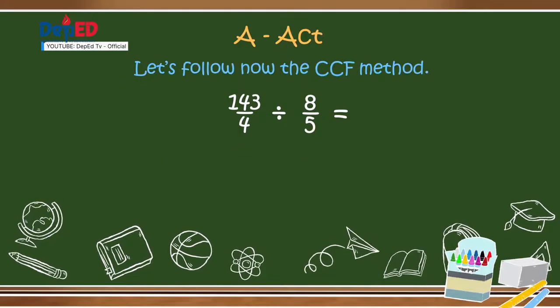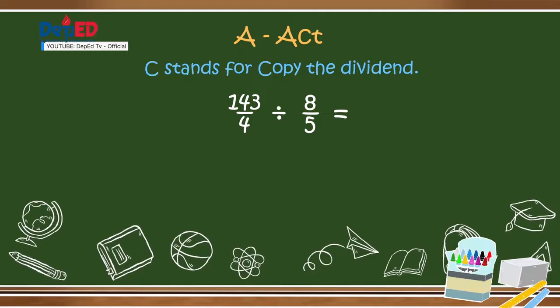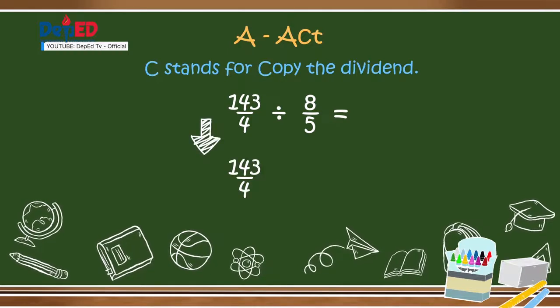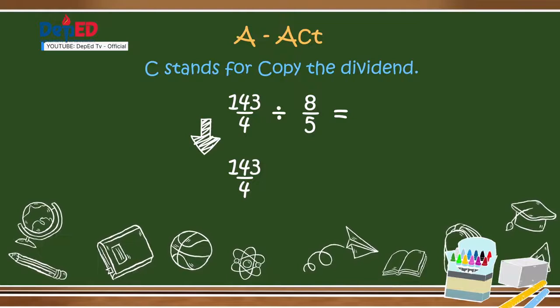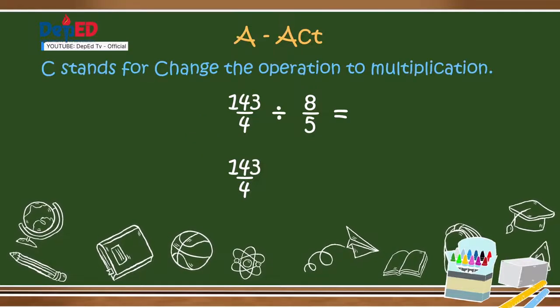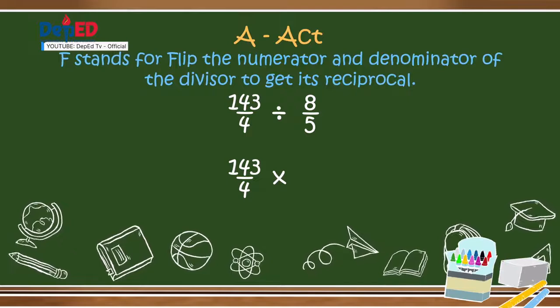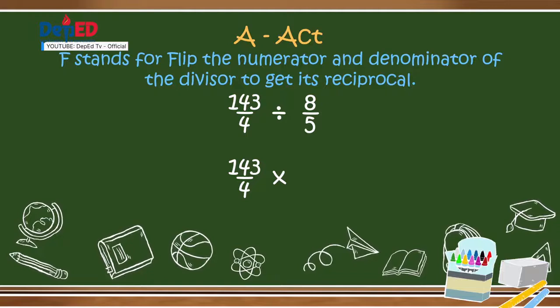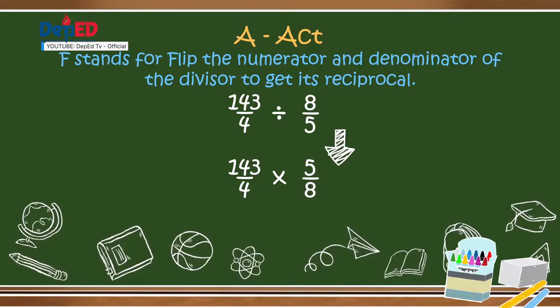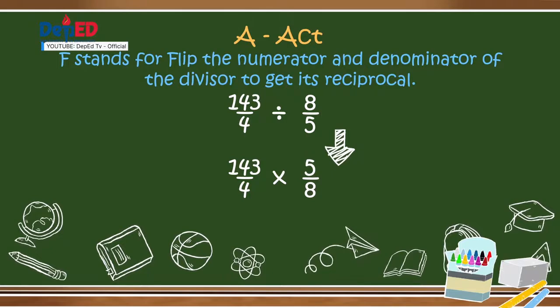Let's follow now the CCF method. C stands for copy the dividend, 143/4. C stands for change the operation to multiplication. F stands for flip the numerator and denominator of the divisor to get its reciprocal. 8/5 becomes 5/8. We have 143/4 times 5/8.